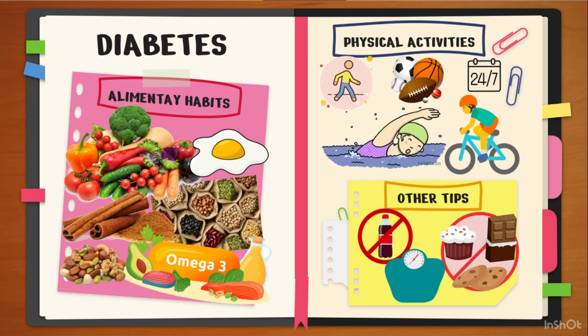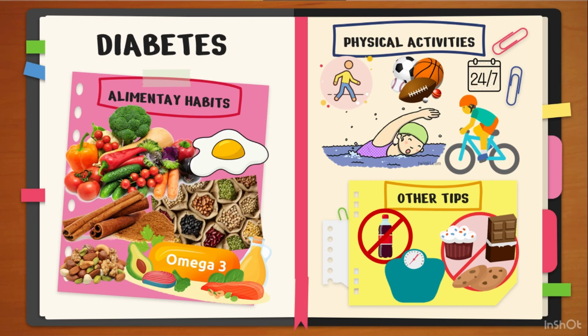Diabetes is another disease that we must avoid. Some of the recommendations are eating whole grains, vegetables, legumes, leafy green vegetables, healthy fats and omega-3, eggs, cinnamon, chia seeds, and nuts. For the physical activities, we must do exercise every day, at least 1 hour, and we must do aerobic exercise like walking, swimming, jogging, biking, and aerobic dance.